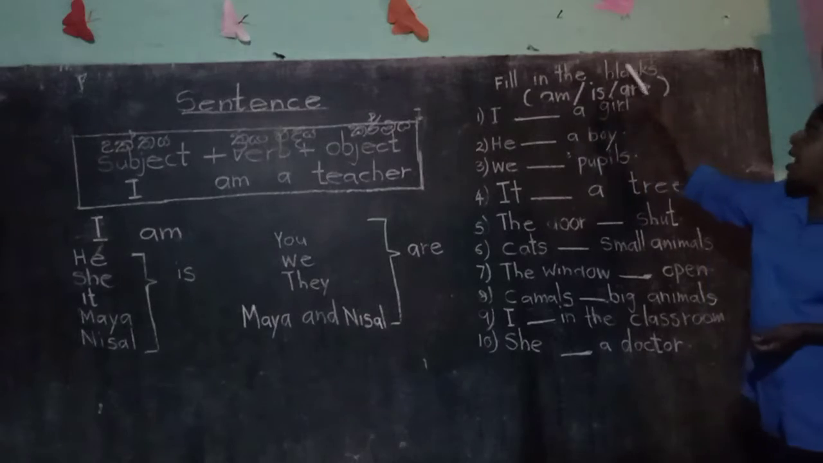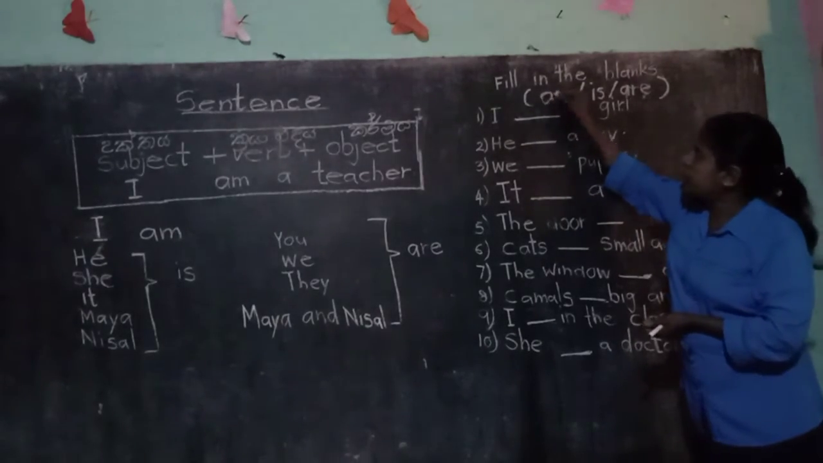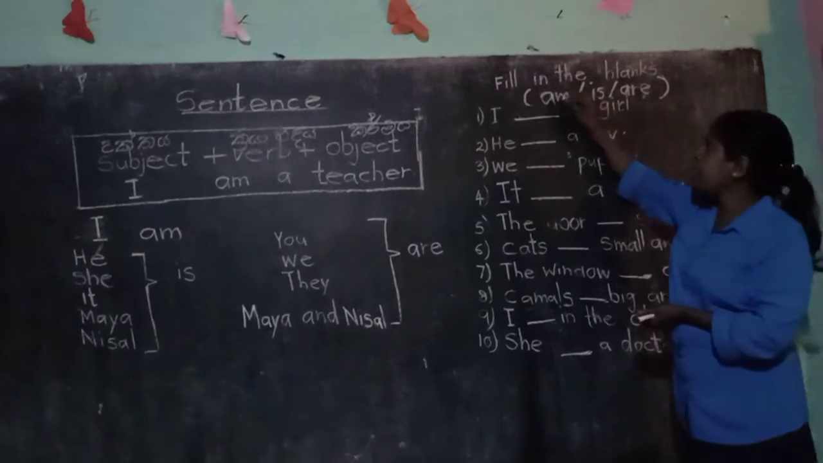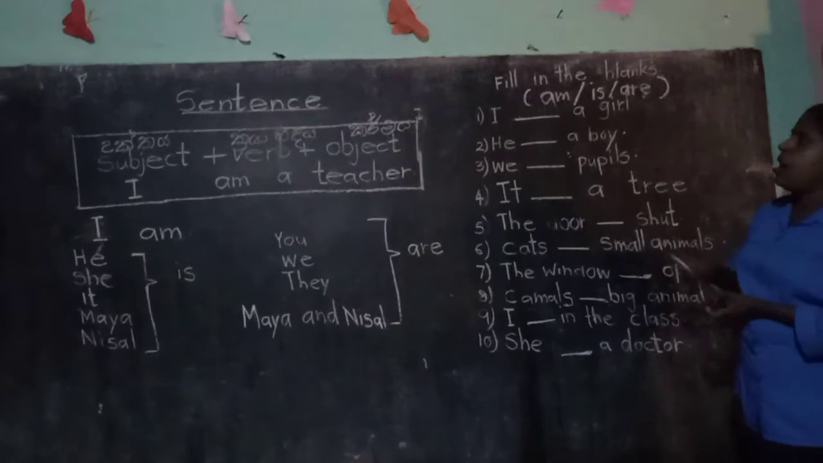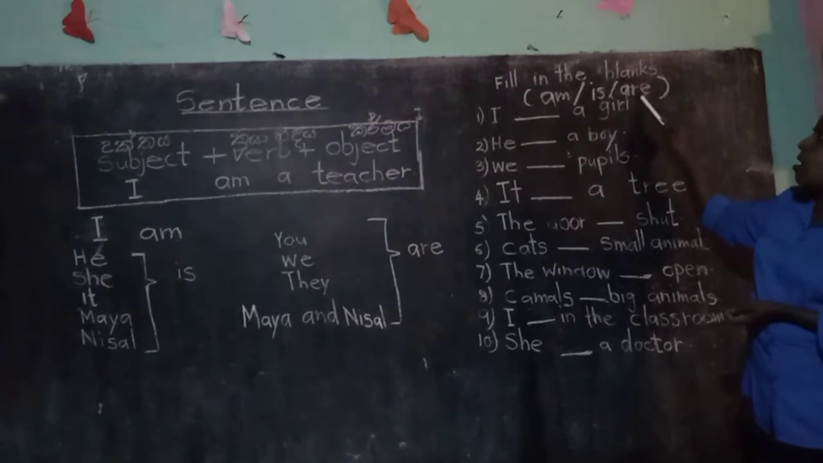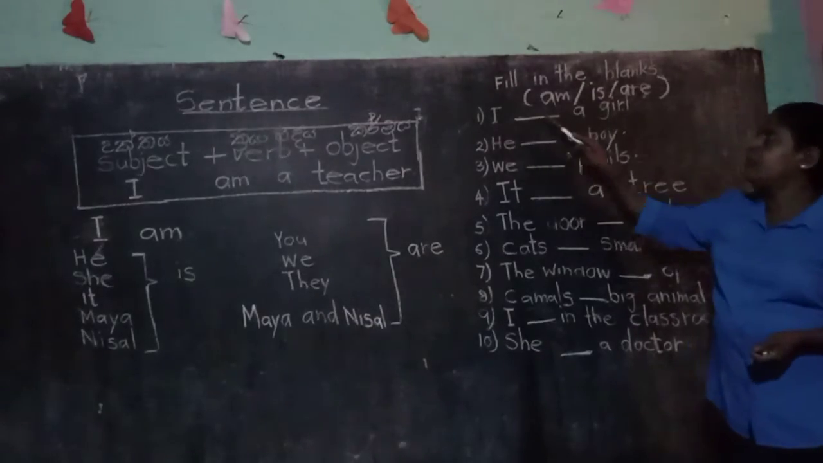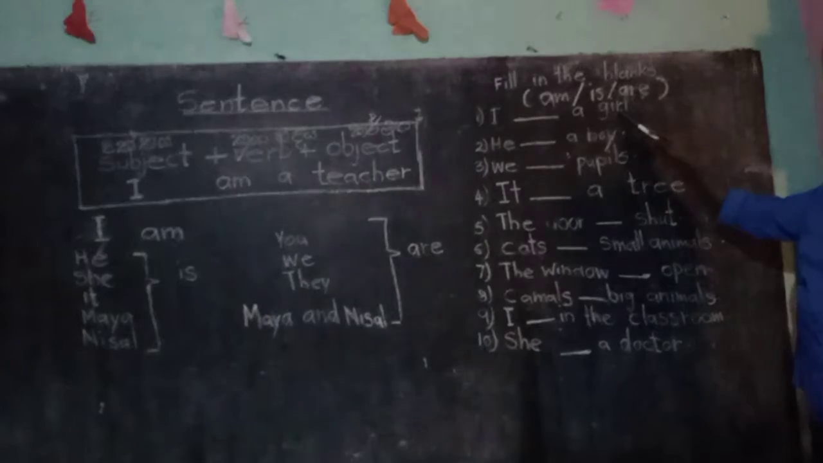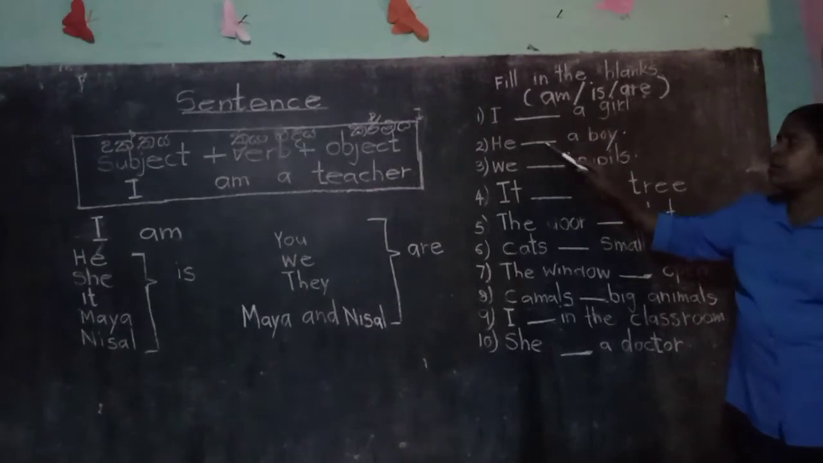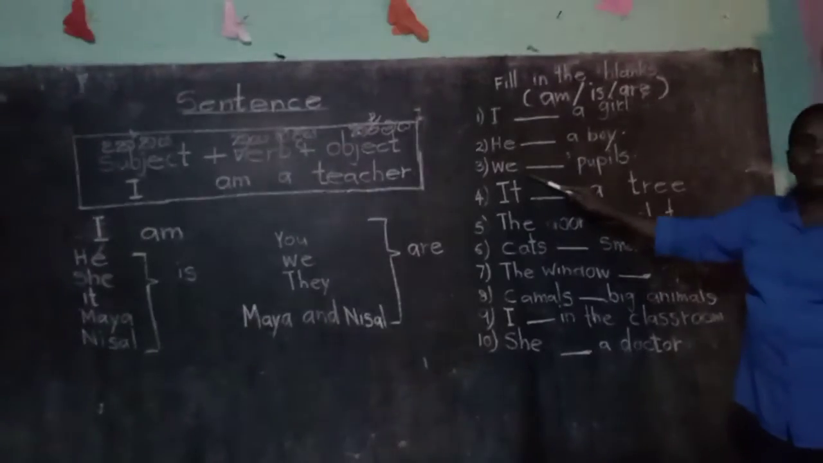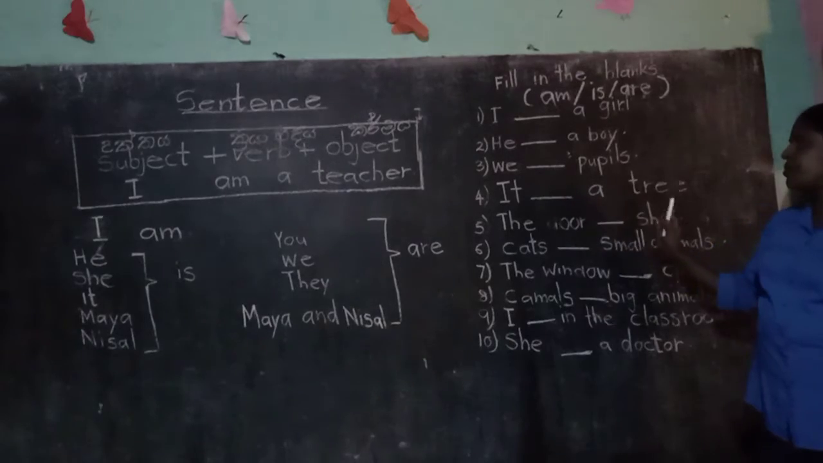Fill in the blanks. Am, is, are. Using am, A-M; is, I-S; are, A-R-E. Am, is, are. First one: I blank a girl. He blank a boy. We blank pupils. It blank a tree.